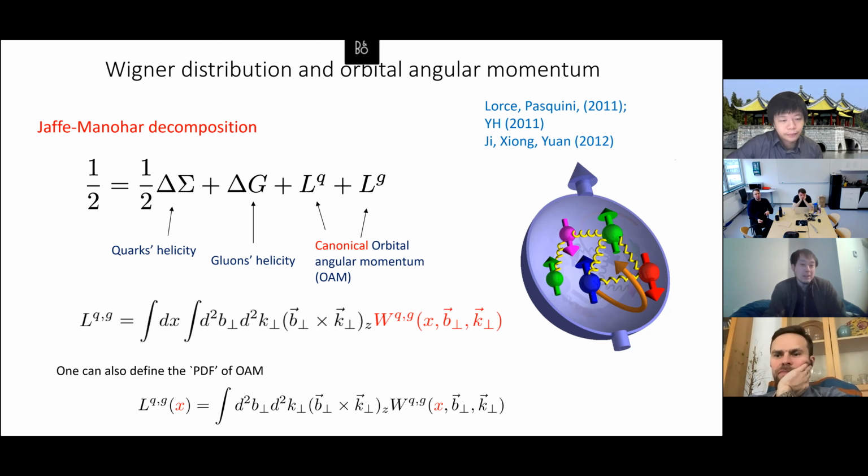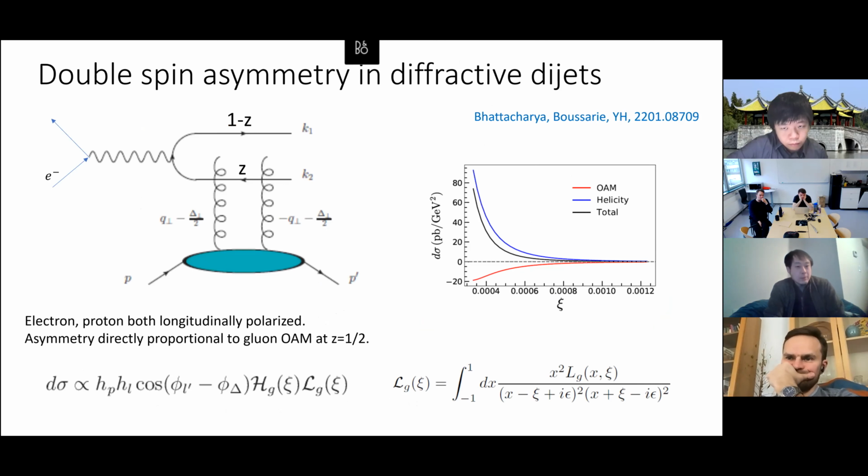To understand this part, you need to understand the Wigner distribution function. The measurement is very difficult because it is related to the Wigner distribution function. So the measurement of OAM is equivalent to the measurement of the Wigner distribution function.